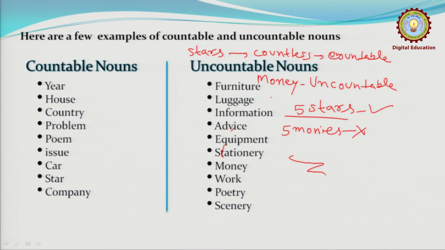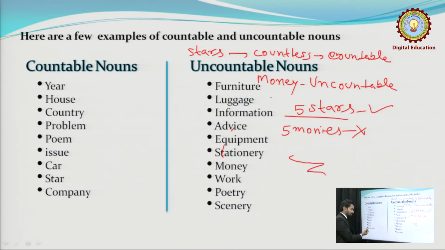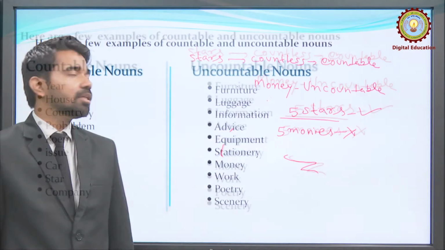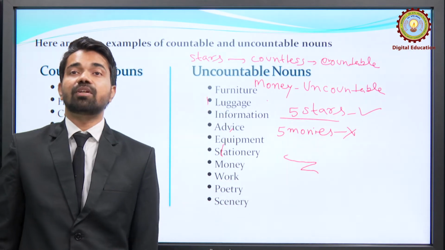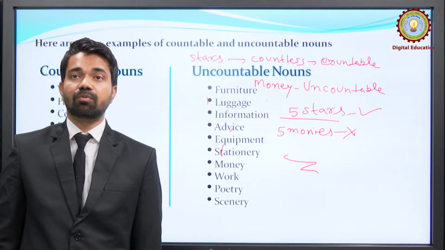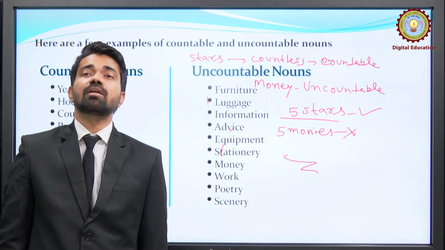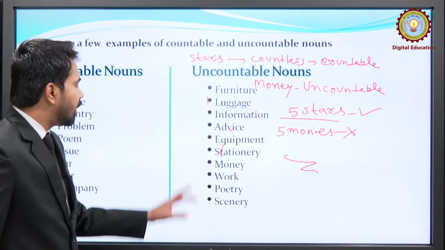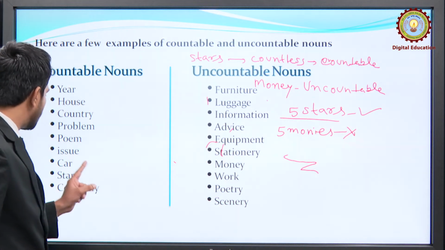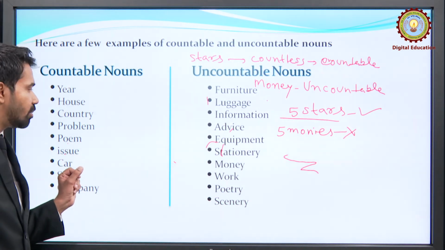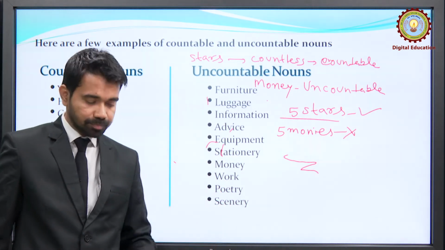As you can see, year, house, country, problem, poem, issue, car, star, company. These all are the countable nouns. And on the other side, you can see furniture, luggage, information, advice, equipment, stationery, money, work, poetry, scenery. You often see on the shops there is a statement, fine furnitures. Is this the correct statement? Furnitures. The plural of an uncountable noun is not possible. And yeah, this is the statement you will have to keep in your mind. Poem is countable and poetry is uncountable.